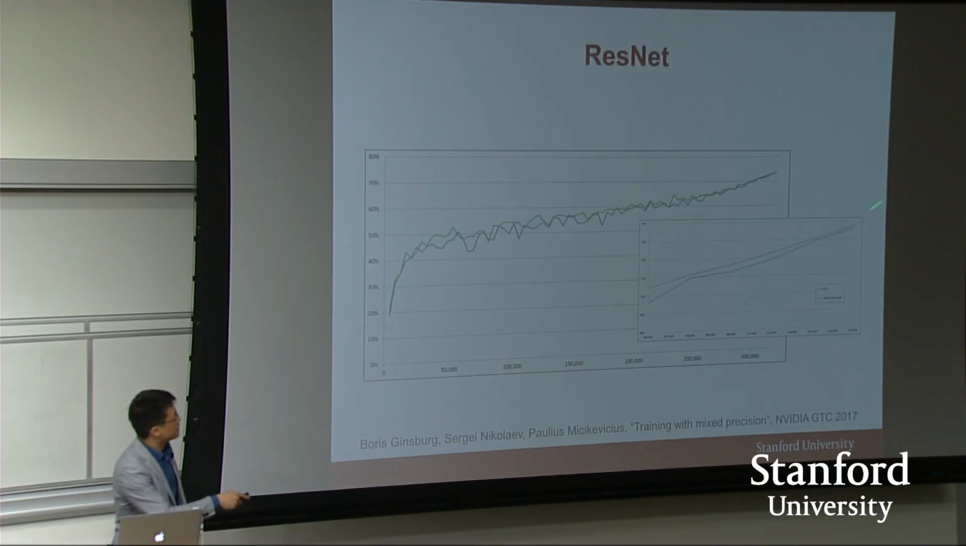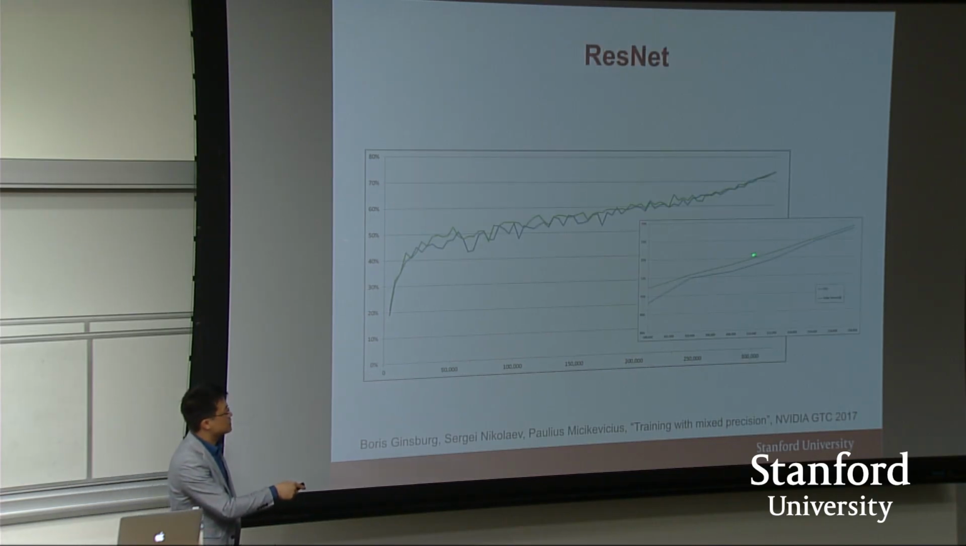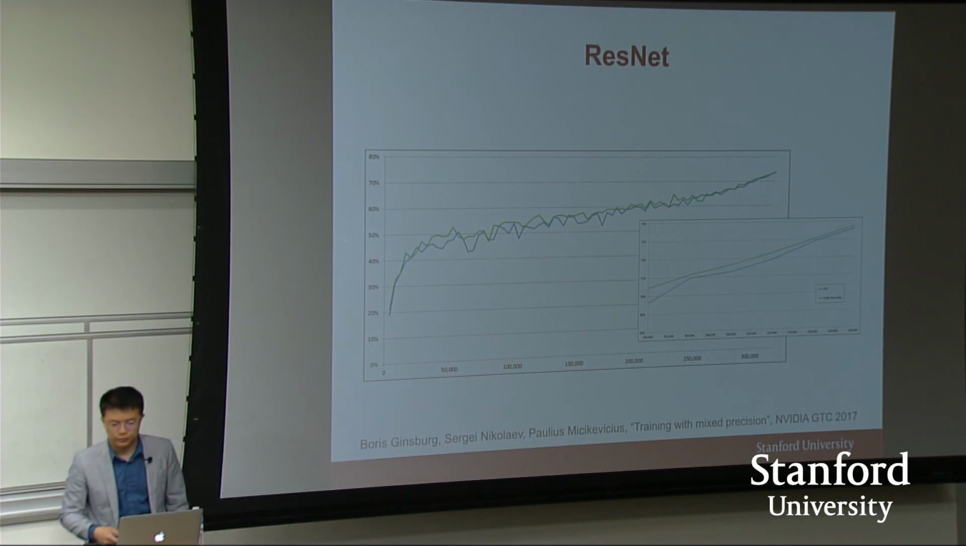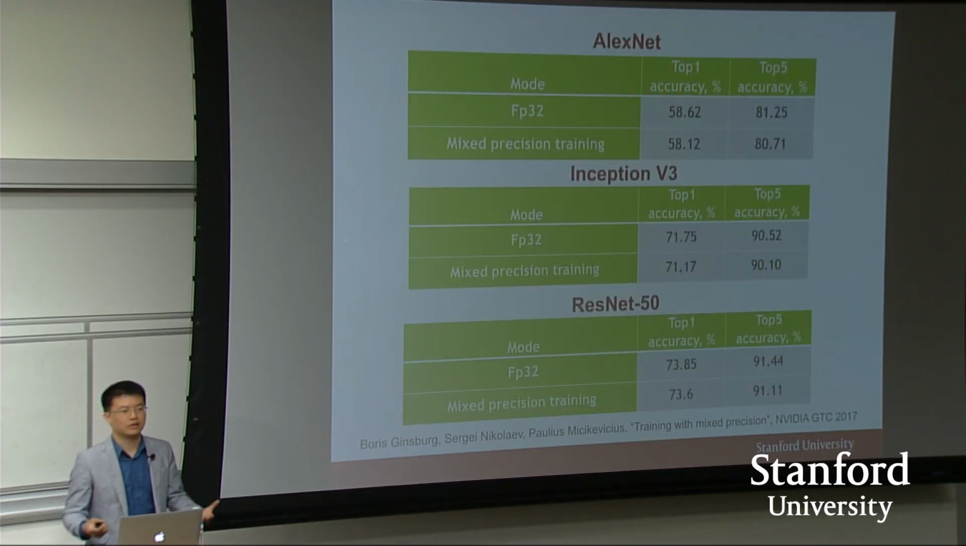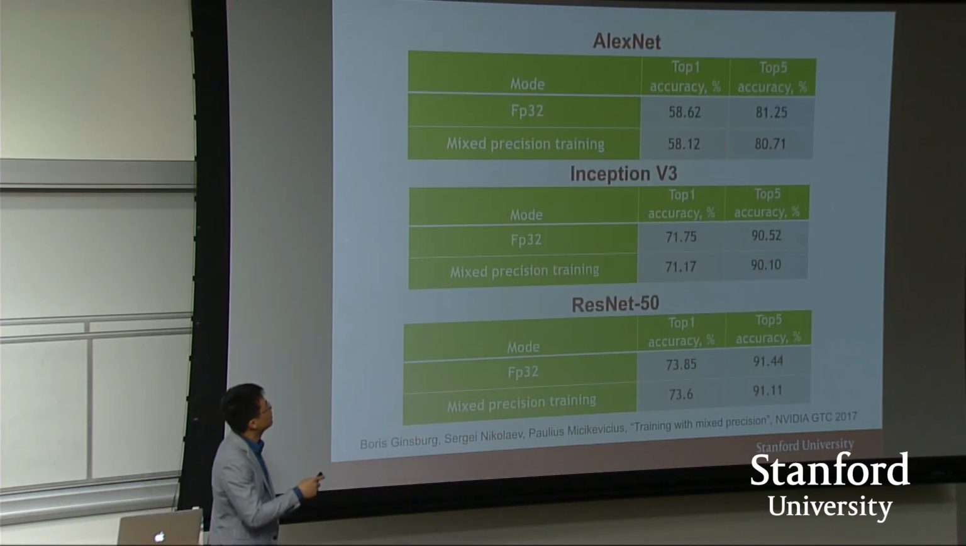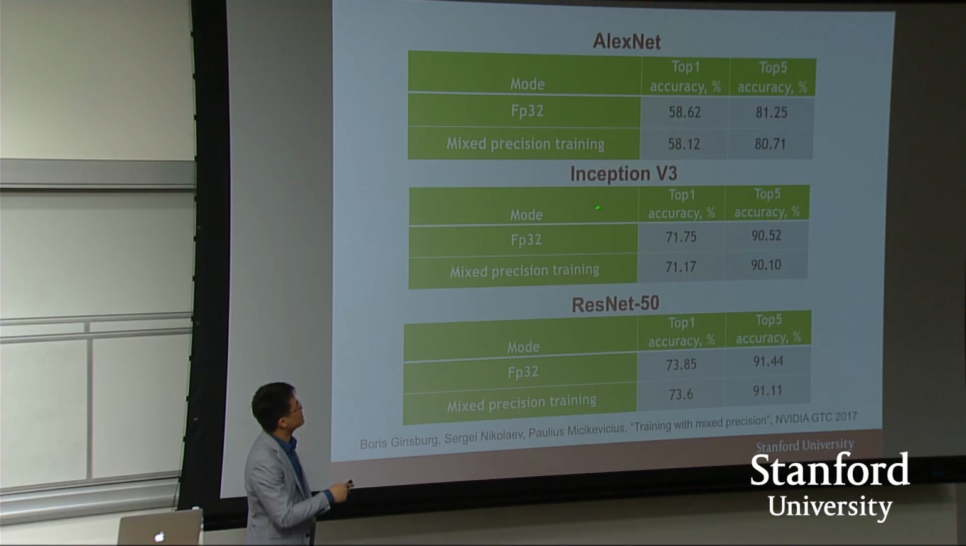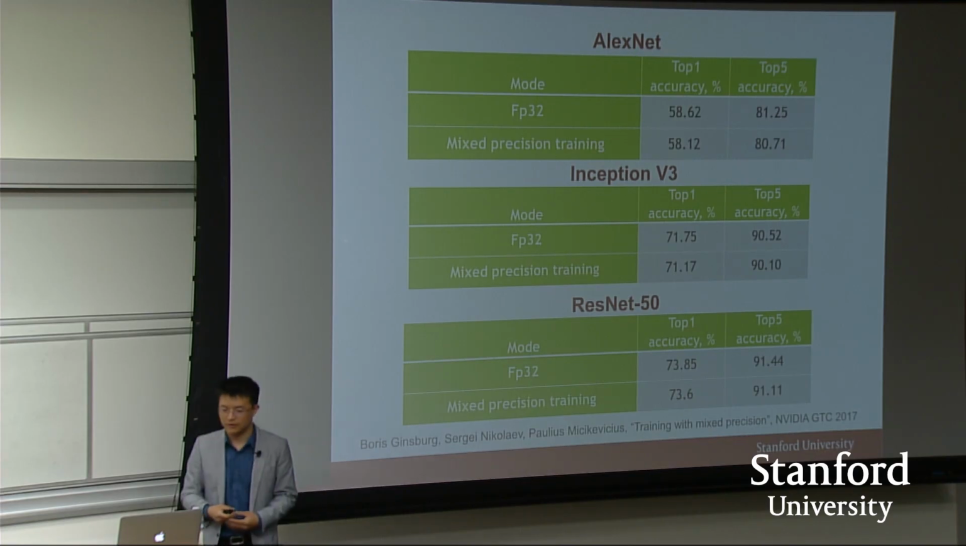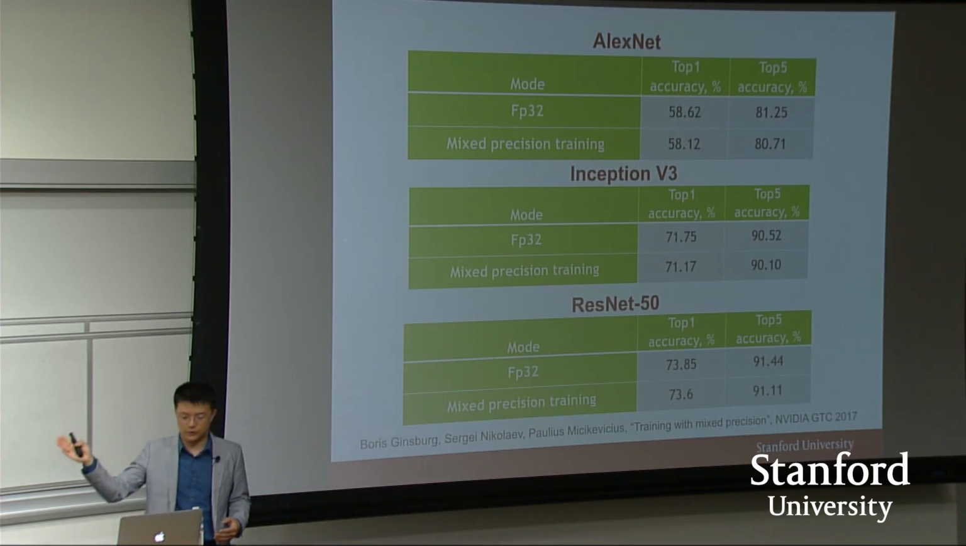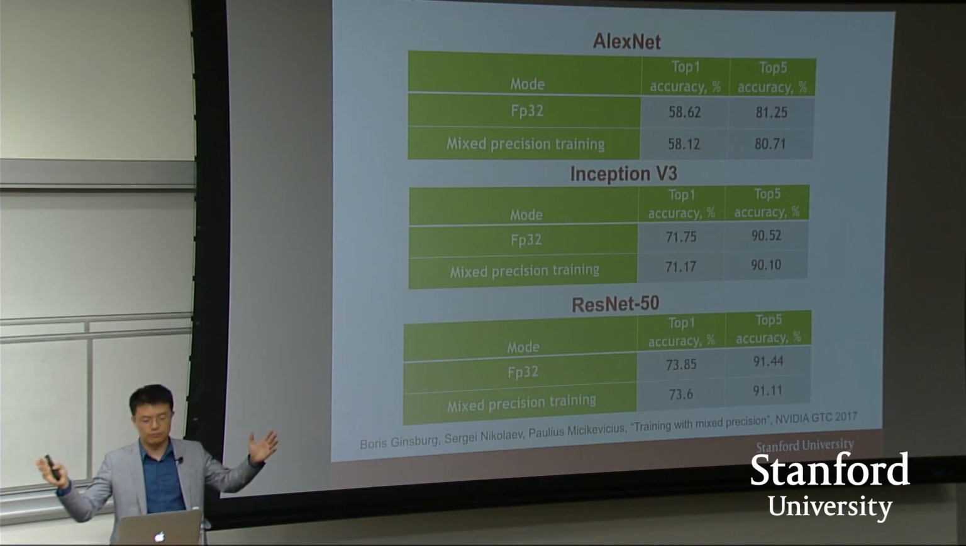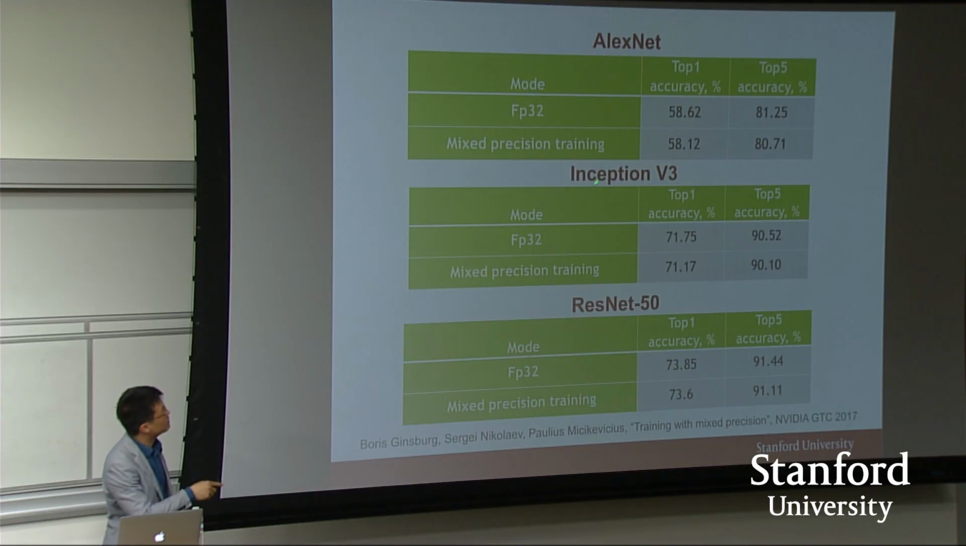And for ResNet, the mixed precision sometimes behaves a little better than the full precision weights, maybe because of noise. But in the end, after you train the model, this is the result for AlexNet, Inception V3, and ResNet 50 with FP32 versus FP16 mixed precision training. The accuracy is pretty much the same for these two methods, a little bit worse, but not by too much.